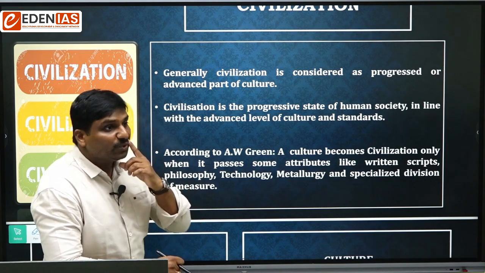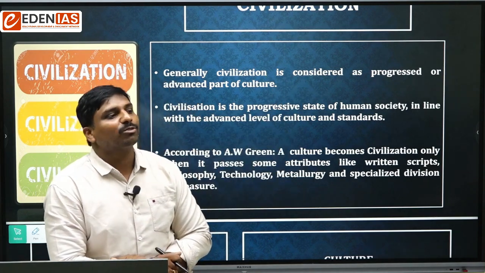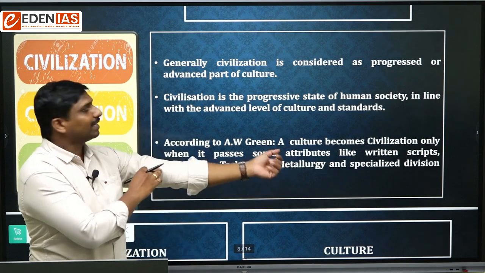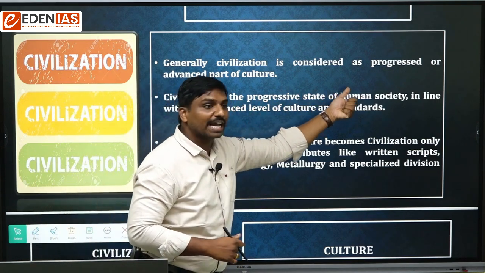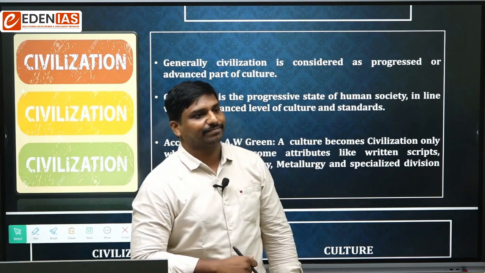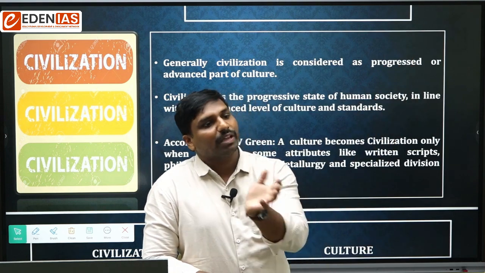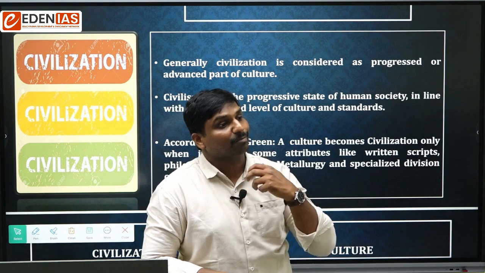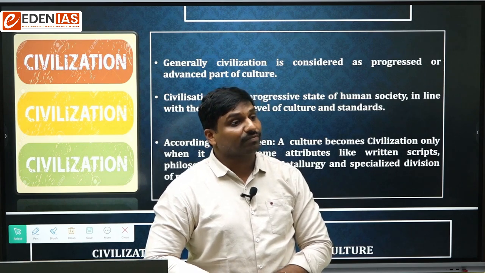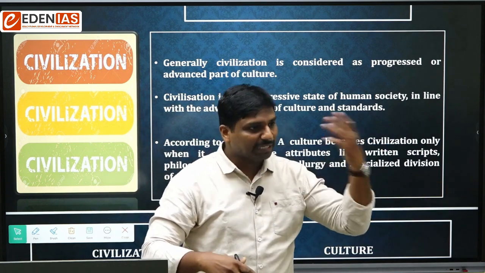If you want to explain that, we have to use such comparative aspects only. We are neither criticizing anyone nor pointing at anything. In layman's terms, we have used some examples. In other words, civilization is the progressive state of human society in line with advanced levels of culture and standards. We also had laws in ancient society, and we also have laws in modern society, but modern laws are more effective and more standard than ancient laws. Ancient laws were not scientific, but modern laws were scientifically designed by keeping human rights and such basic rights into consideration.